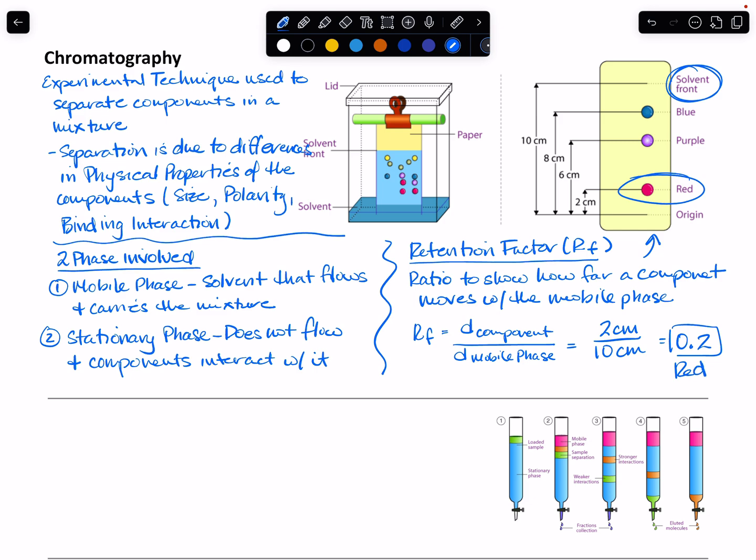You can see the purple component would have a different retention factor, as with the blue. Now the other piece of information that I can get from this chromatograph is the number of components within my mixture. I can clearly see that I have 3 components: red, purple, and blue. Now that's paper chromatography, which is what we tend to do in AP Chem, right?